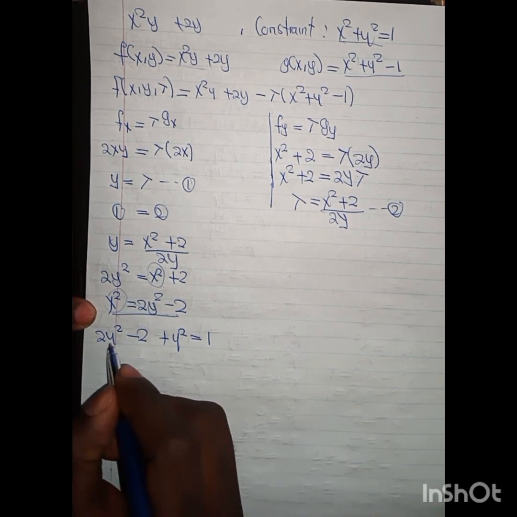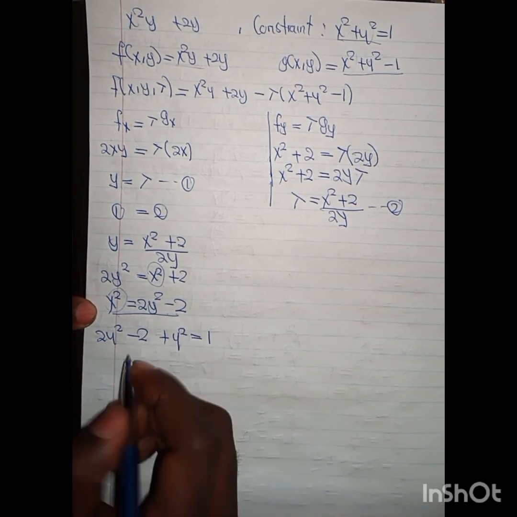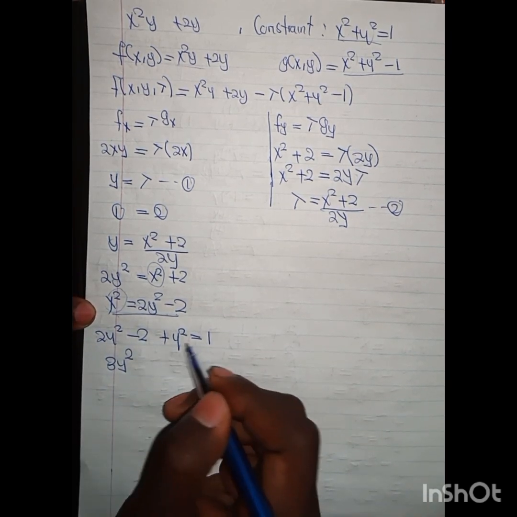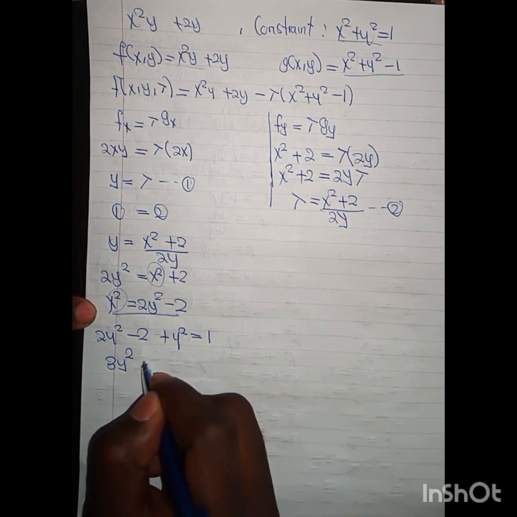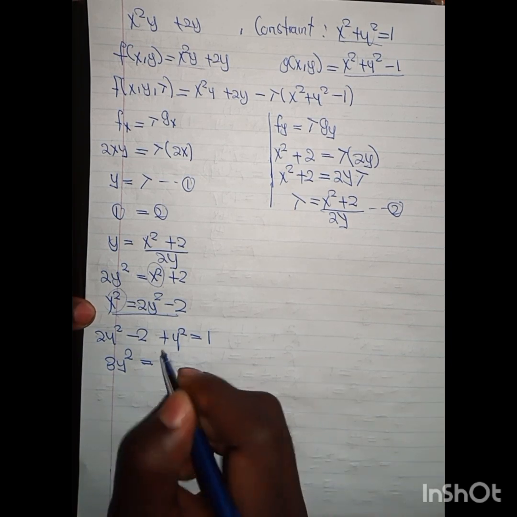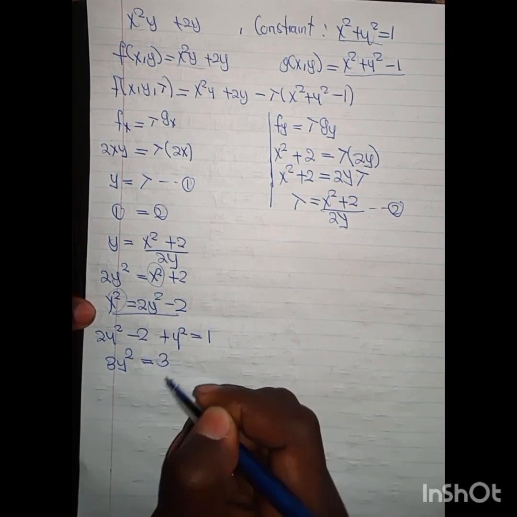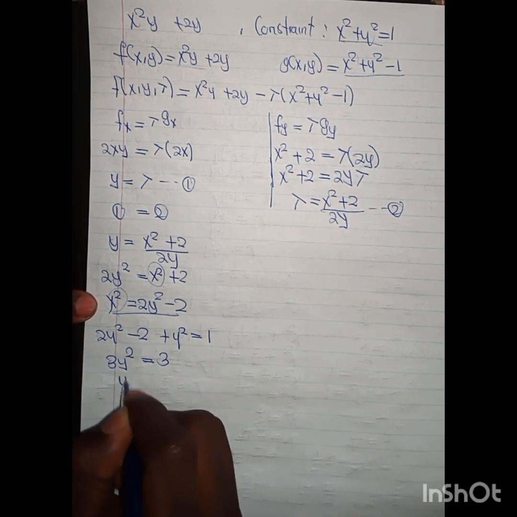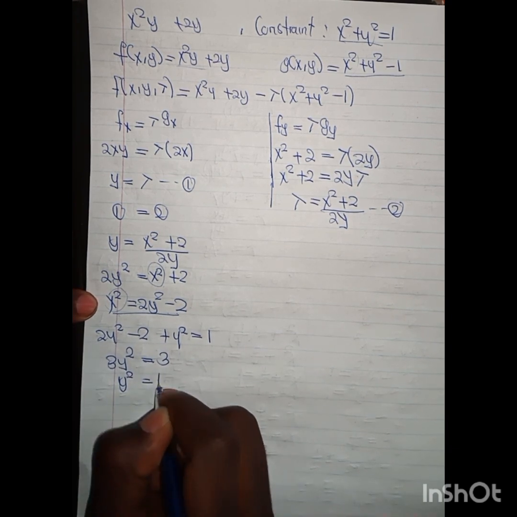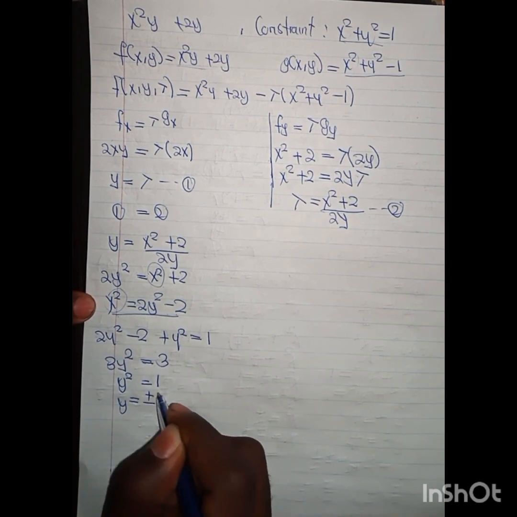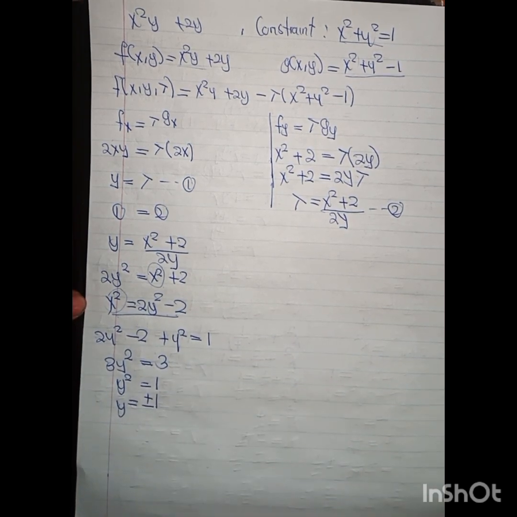Now we can see we have 2y squared plus y squared, which gives me 3y squared minus 2. I will take it from the left to the right, so I will have 1 plus 2, and 1 plus 2 is 3. So we can divide by 3. When we divide by 3, we get y squared equals 1. So we take the square root of both sides. It means y is equal to plus or minus 1.